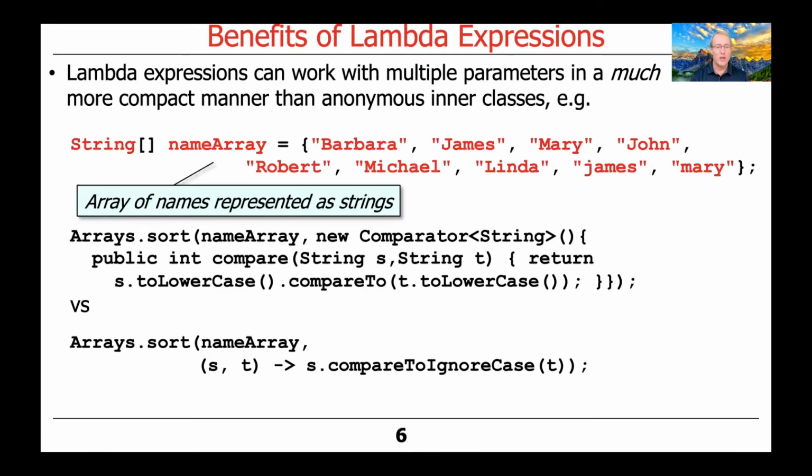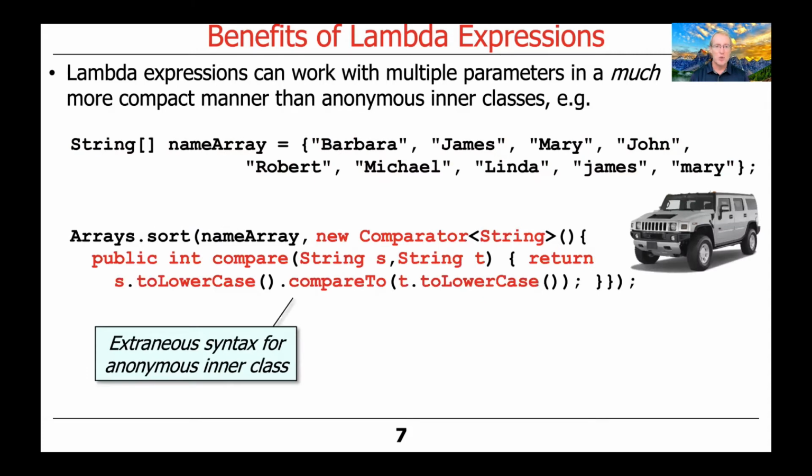For example, here we're going to define ourselves a local variable called nameArray, which is an array of strings representing different names. And then we're going to go ahead and sort that array with a couple of different approaches. The first approach we're going to use is traditional anonymous inner classes. We're going to call the Arrays.sort method, passing in the nameArray, and then an anonymous inner class instance, which, as you can see, is very verbose and very extravagant syntax. A lot of ceremony going on here, as they like to say.